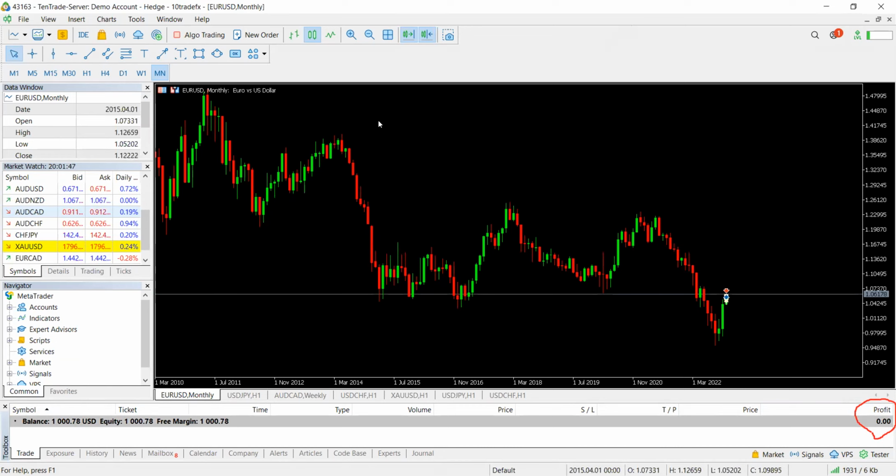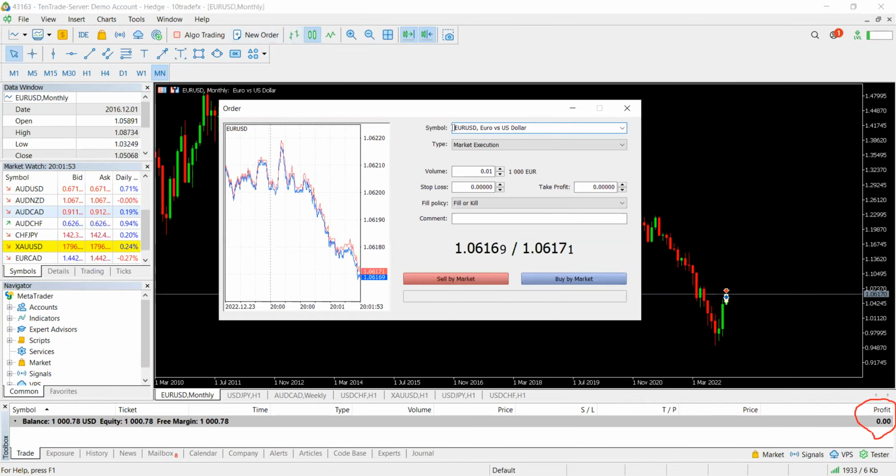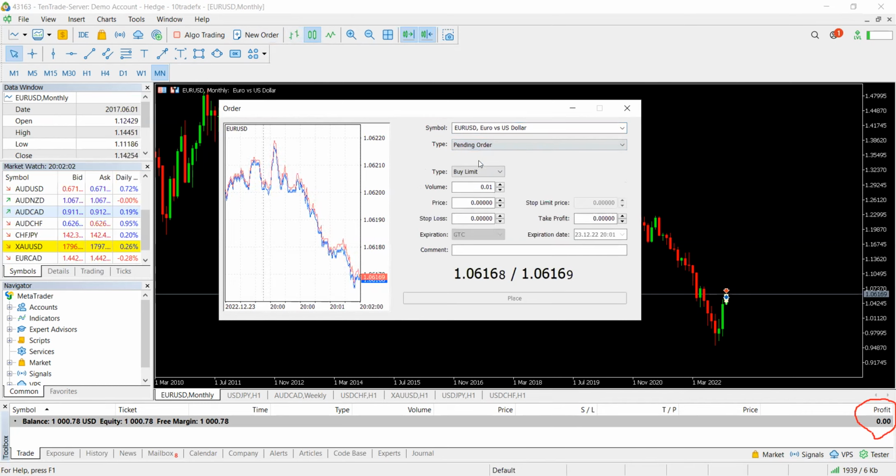Very, very simple. The same way you open a market execution order, you click on new order, okay, symbol. Now, under type, instead of using market execution, you select pending order. When you select pending order, they're going to ask you for the type. Which type of pending order do you want to use? And then you see buy limit, sell limit, buy stop, sell stop. There are other ones, but let's just focus on these four. These are the major ones that you need. So let us use a buy limit order for this example.